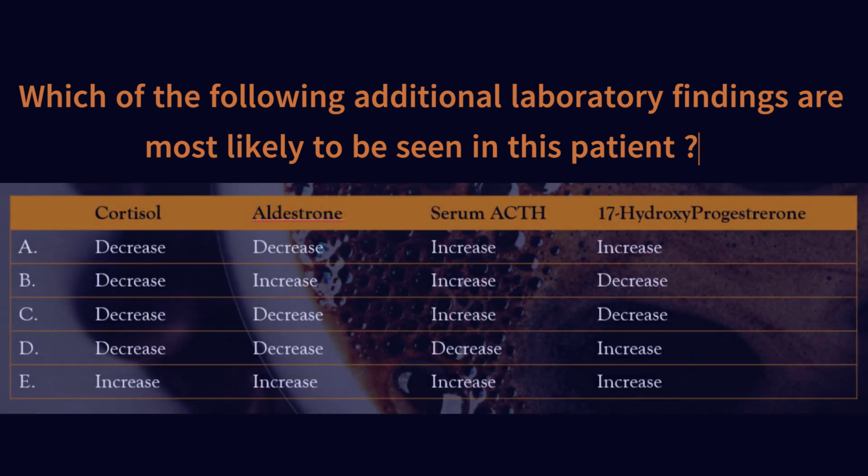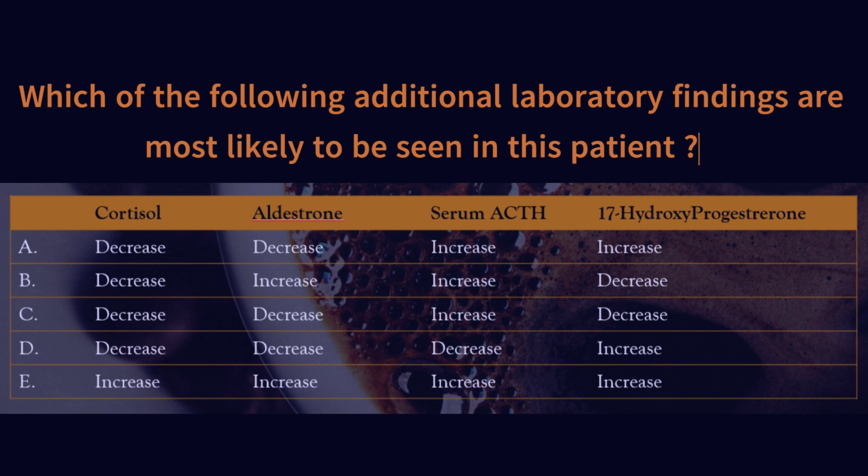A. Decrease in serum cortisol and aldosterone level but an increase in serum ACTH and 17-hydroxyprogesterone. B. Decrease in serum cortisol and 17-hydroxyprogesterone level and an increase in both serum level of aldosterone and serum ACTH. C. Decrease serum levels of cortisol, aldosterone and 17-hydroxyprogesterone except that of serum ACTH, which will increase.